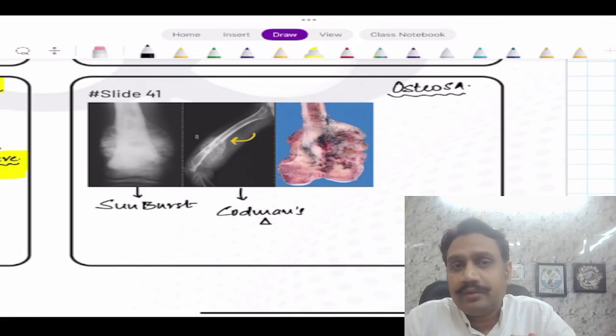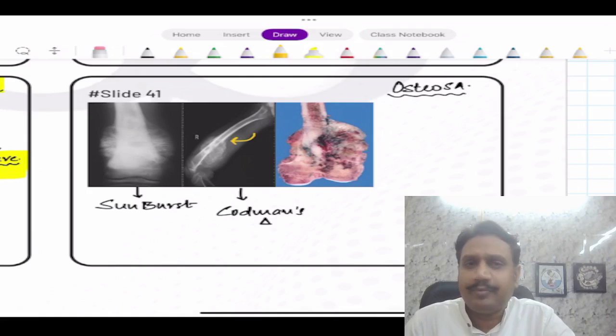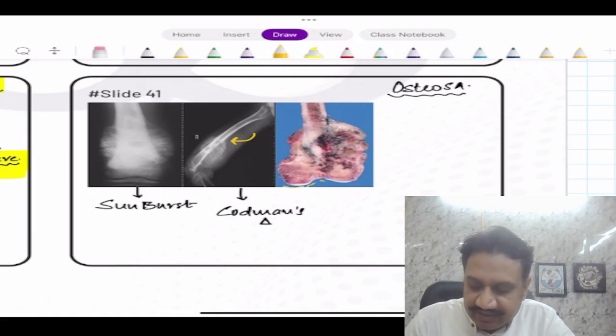They have given one specimen like this, right? And they asked, what is the most likely diagnosis? So again, go with the same approach: epiphyseal, metaphyseal, diaphyseal. The epiphyseal area you can see here is absolutely fine, that means the epiphysis is clean. Okay, and the lesion is located where?